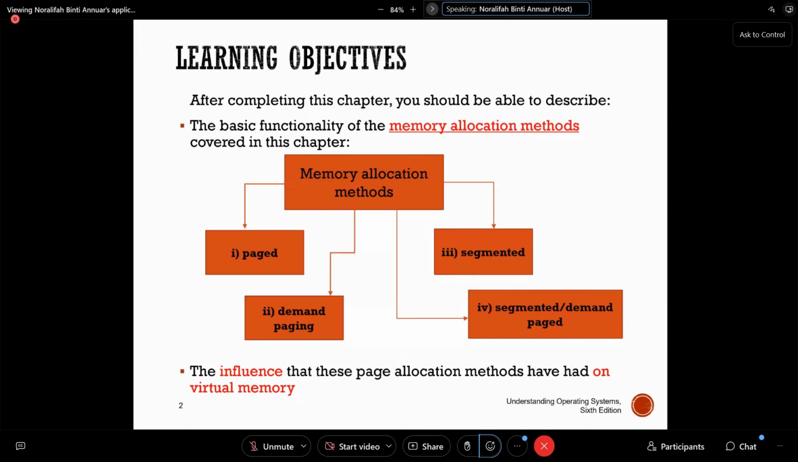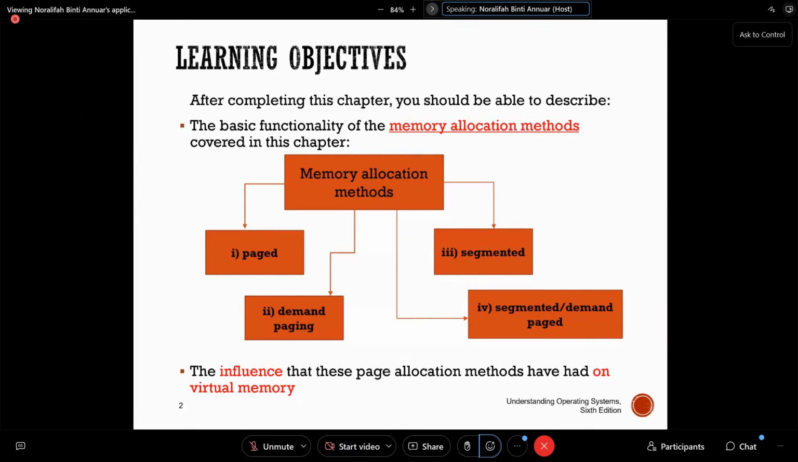So the influence of this page allocation method on virtual memory. They will be using virtual memory. The word virtual itself speaks to you. Virtual means there's no physical structure ataupun hardware. RAM is a physical thing, a hardware inside your computer or laptop. If there's a virtual memory, dia tak wujud pun. There's no infrastructure, no hardware. So it's virtual. When you shut it down, dia tak ada. Dia tak ada physical hardware.